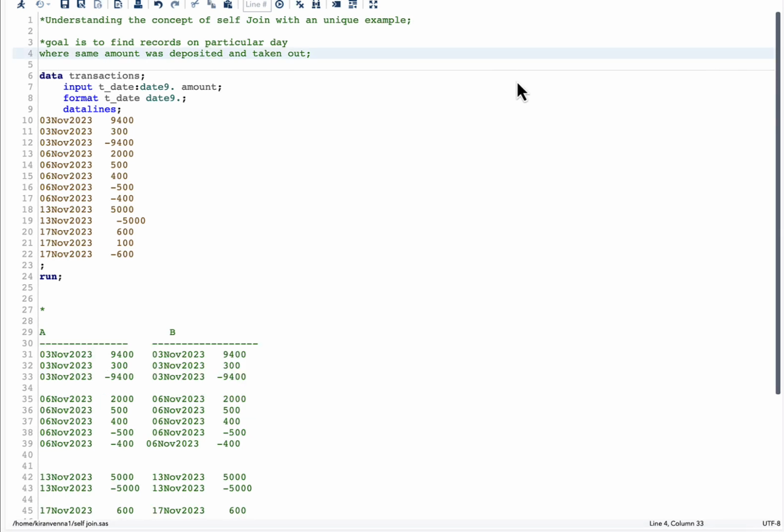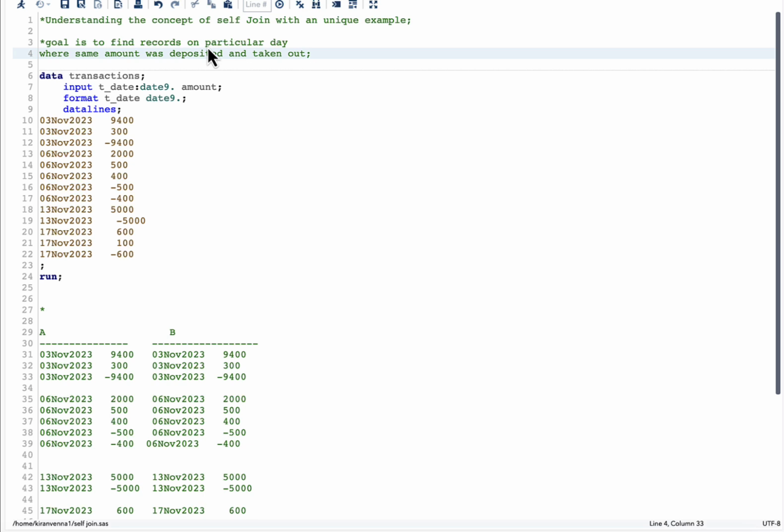To understand this, we need to look into this particular data set which I am calling transactions. In here we have two variables. The first variable is t_date and the second variable is amount. T_date is a numeric variable and what it really constitutes is a transaction date. And amount is the amount which has been deposited or taken out. Now the goal is to find records on a particular day where the same amount was deposited and taken out.